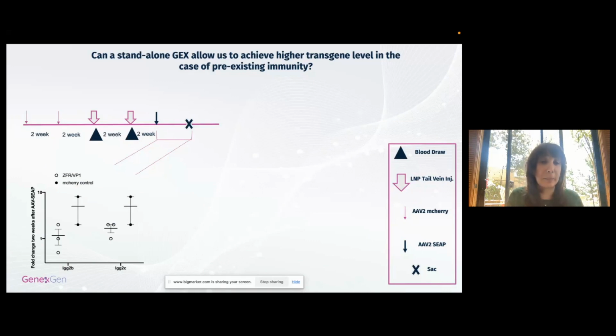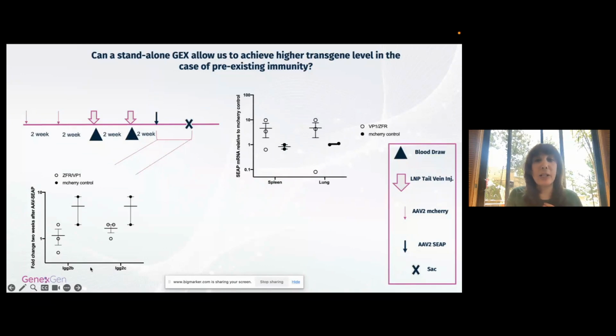These are very preliminary data that I'm showing you. Obviously, we need to repeat these and increase the robustness. But what we have found is that in the case of pre-existing immunity, tolerizing with this vaccination allows us to decrease AAV specific antibodies and achieve higher level of transgene, in this case, the AAV that was injected after the tolerization, in spleen and lung.